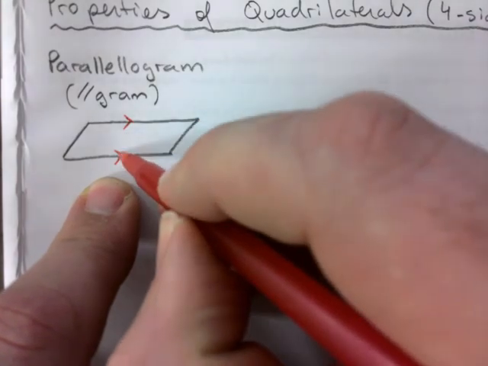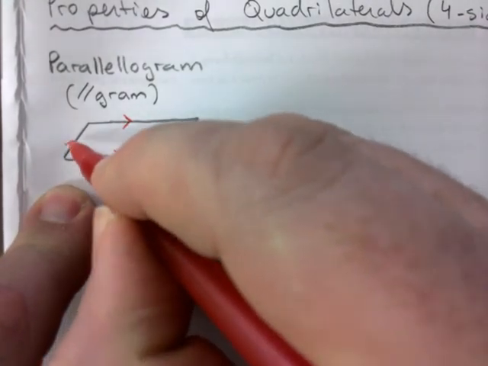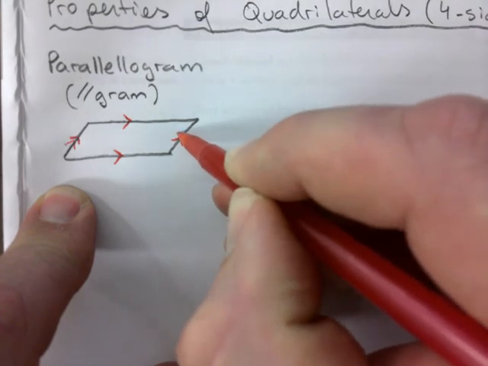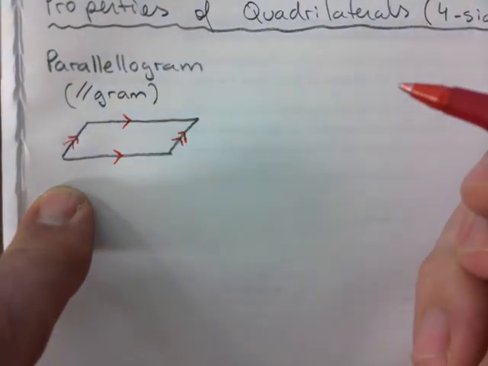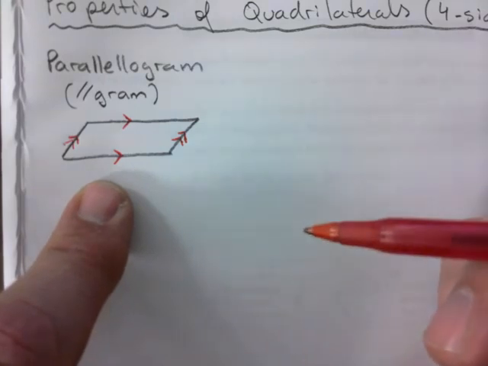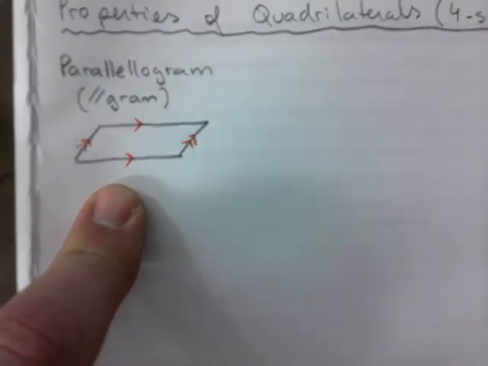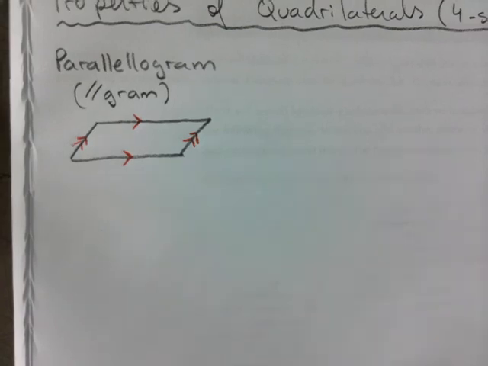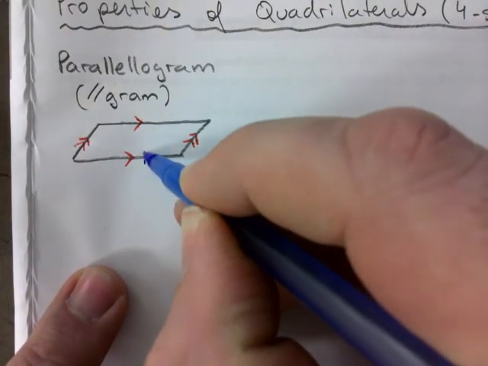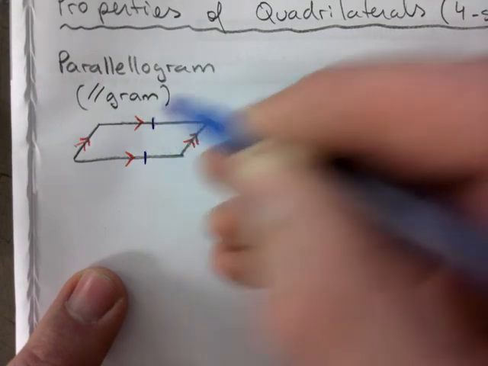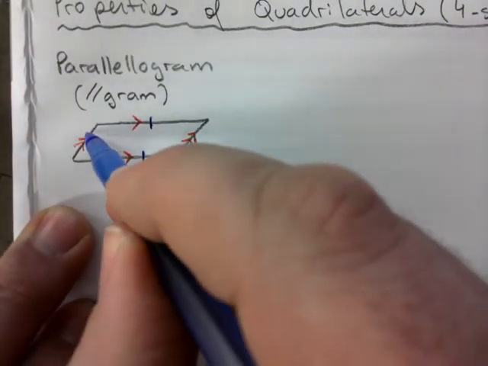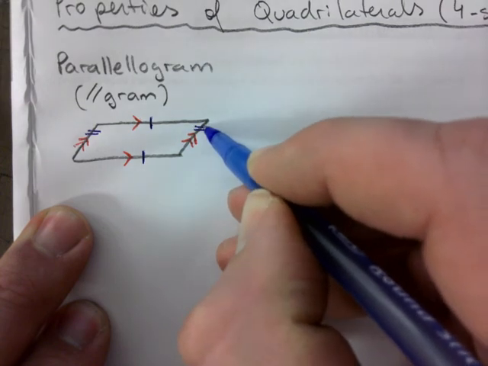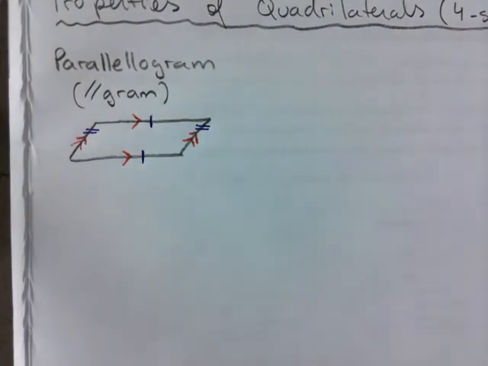So that's the symbol we use. And watch this. This line right here is parallel to that line right there. That's why it's called a parallelogram, because it's got parallel lines all over the place. I'm going to focus a little bit. Okay, another property about them is that this side measures the same as that side. And this side here measures the same thing as this side here. That's property number 2.